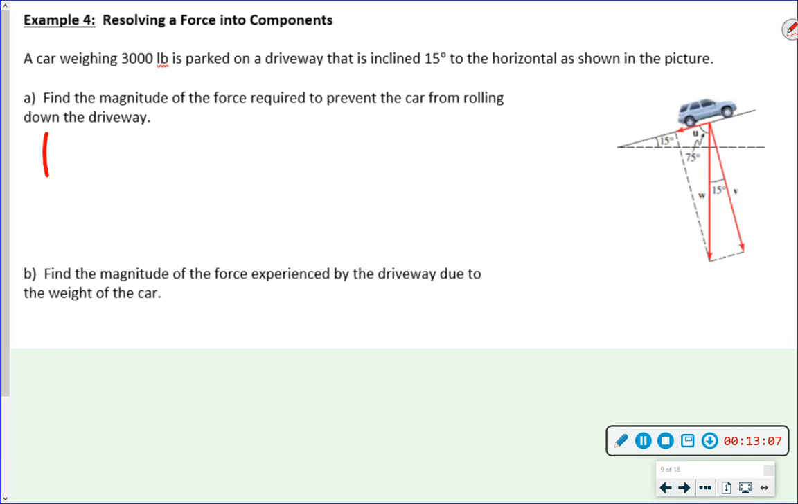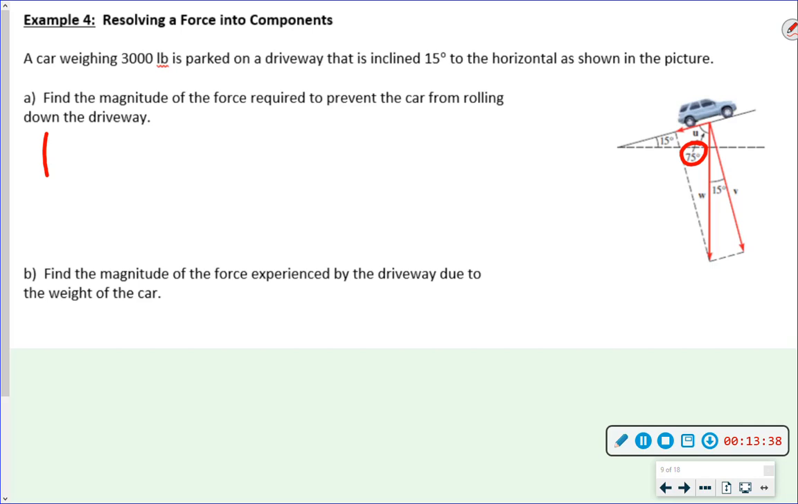Now, first I'm looking at this and I'm like, which vector are we talking about over there? Are we talking about U, V? What are we talking about? W. So I have to read this again. Find the magnitude of the force required to prevent it from rolling down the driveway. So down the driveway. If it's rolling backwards or down the driveway, what angle am I using? The 15 or a 75. Well, if the car starts rolling back down the driveway, I'm looking at that 75 degrees.